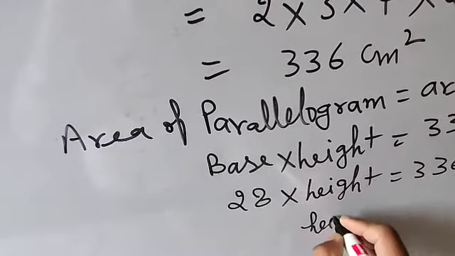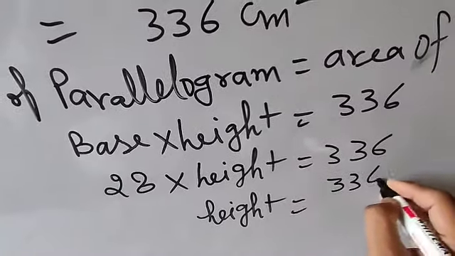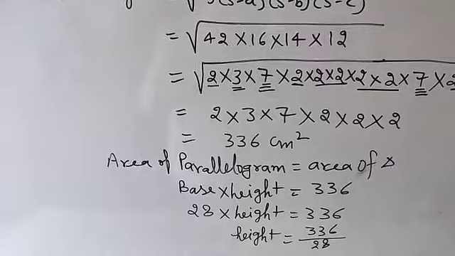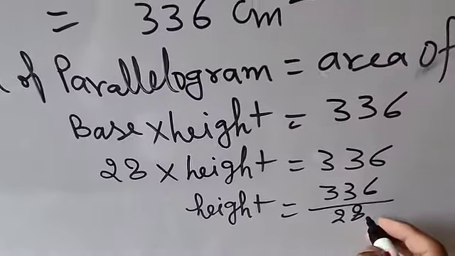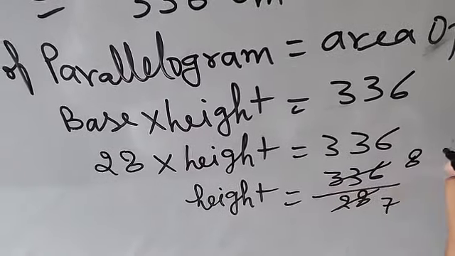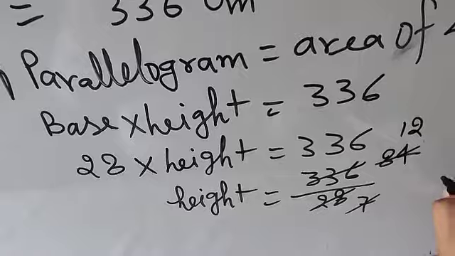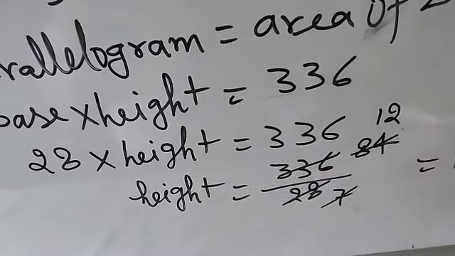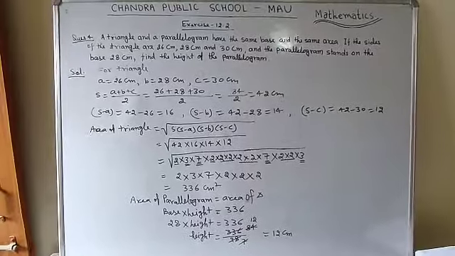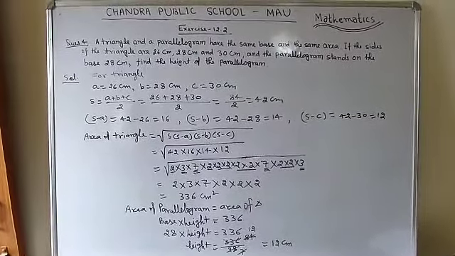Then height equal to 336 upon 28. If you are going to divide it, then you will get the height. If you cancel it, 4 sevens are 28, 4 eights are 32, 4 fours are 16, and 7 ones are 7, 7 twos are 14. So height equal to 12 centimeter. So the height of the parallelogram will be 12 centimeter. That is the complete solution of question number 4.